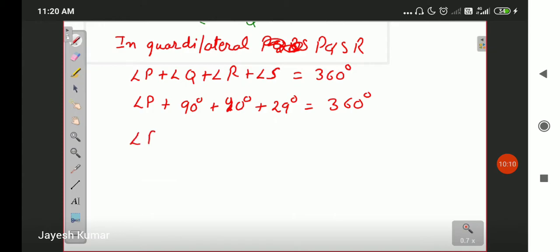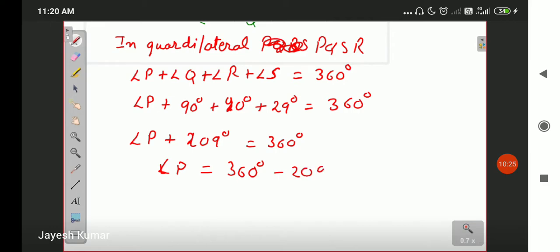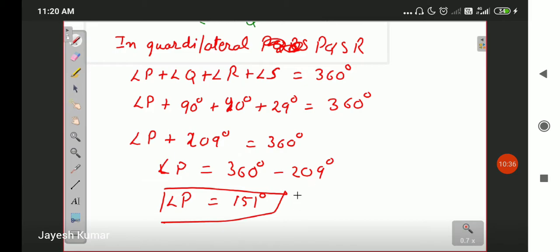Now for angle P: 90 plus 90 is 180, 180 plus 29 is 209 degrees, which is equal to 360 degrees minus angle P. So angle P will be equal to 360 degrees minus 209 degrees. 160 minus 9 is 151 degrees. So the final value of angle P will be equal to 151 degrees. Okay. This will be your final answer.